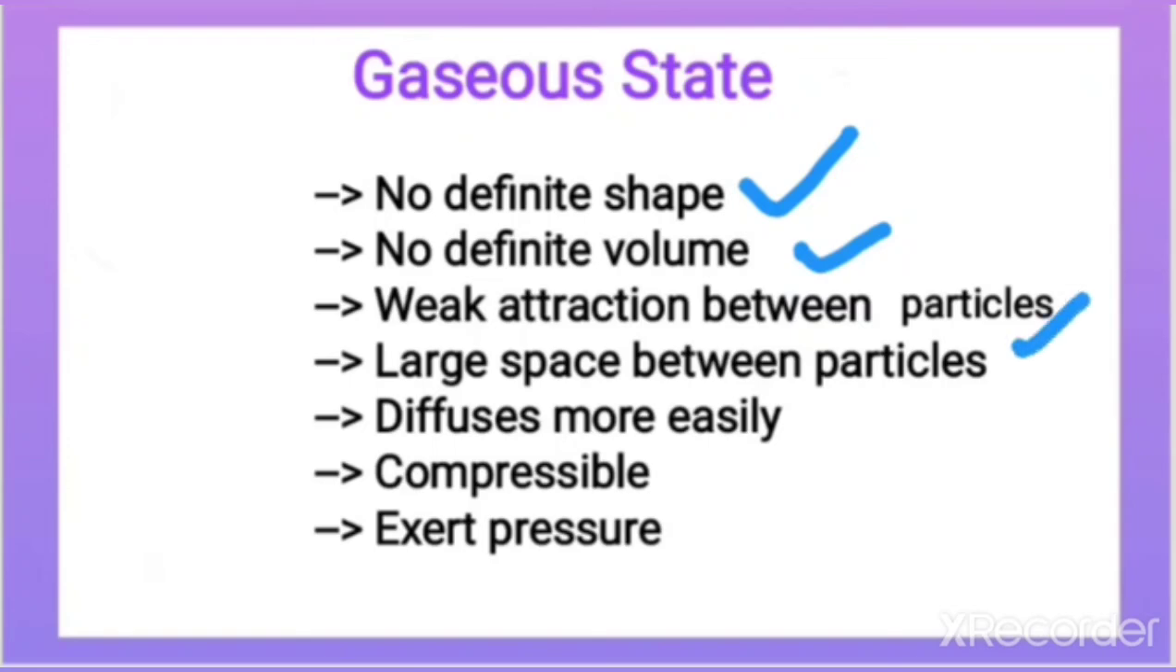The particles of gases have weak attraction. That is why there is a large space between the particles in the gaseous state, and they diffuse more easily because they are free to flow. There is a weak attraction between the particles. That's why they diffuse more easily, and they are compressible in nature, and they even exert pressure. So these are the points related to the gaseous state. These are the characteristic features of the gaseous state.